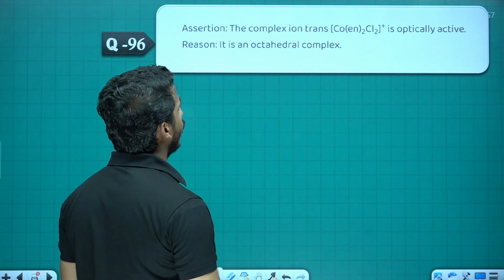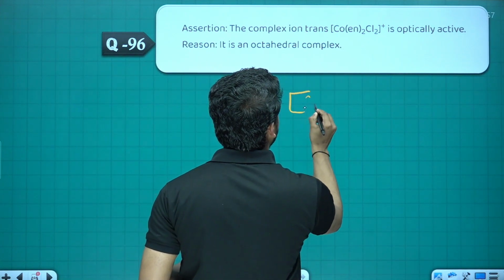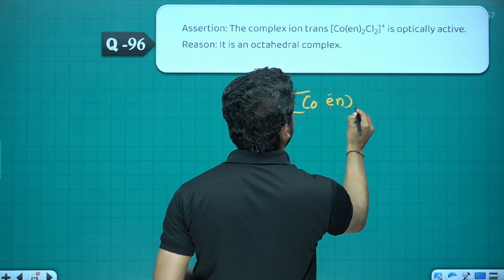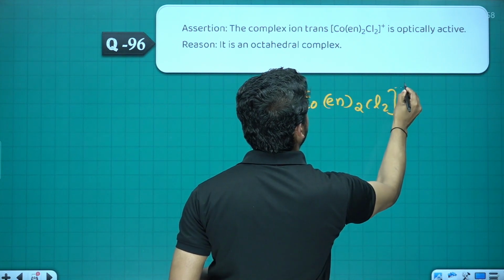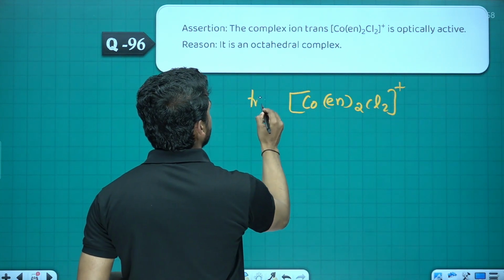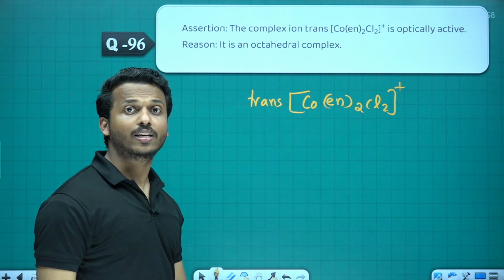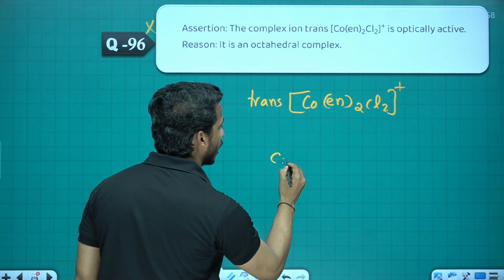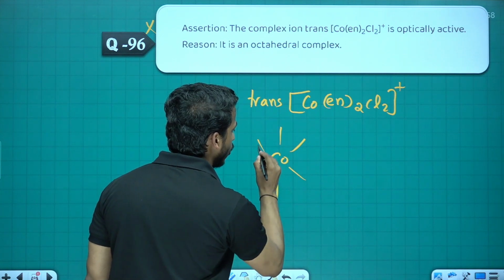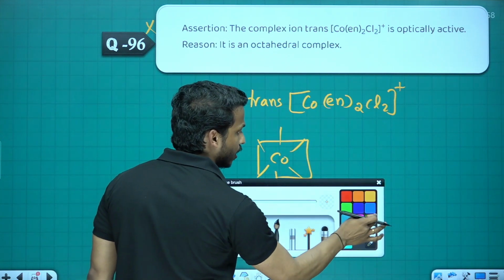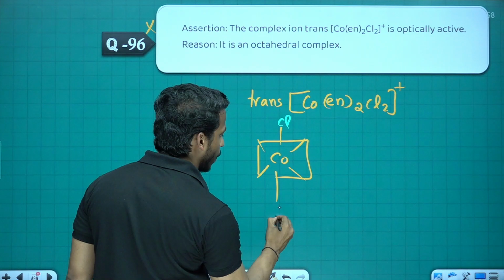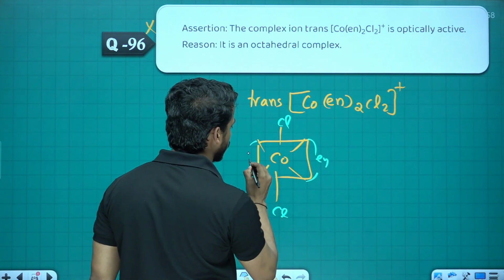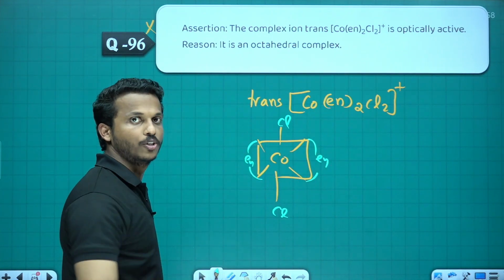The assertion: what is the complex given here? [Co(en)2Cl2]+, the trans form, is optically active. My dear, it is wrong. Why? I am drawing the structure. Co, how to place the trans isomer? Trans means Cl opposite, en opposite, with the 1+ charge.